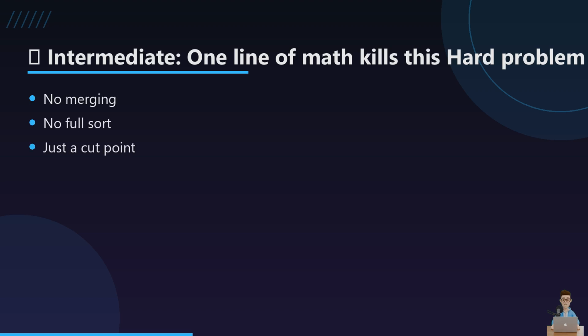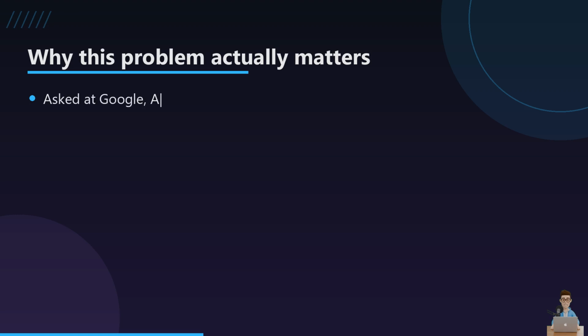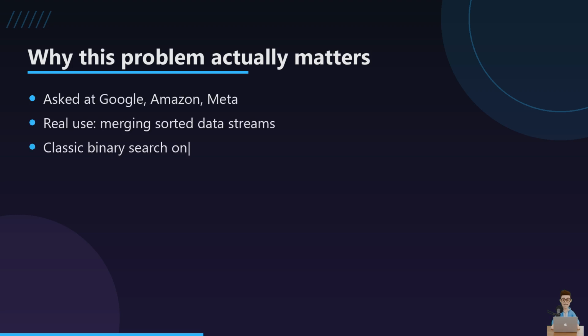Intermediate level. Everyone's first instinct is to merge both arrays and grab the middle. But there's a way to find the median without ever combining them. By the end of this video, you'll spot this cut point trick in seconds. This is one of the most famous hard problems on LeetCode, and interviewers love it because the brute force feels done way too early. It also mirrors real systems that merge sorted logs or sorted database shards. If you get comfortable here, binary search on the answer becomes a tool you'll reuse everywhere.